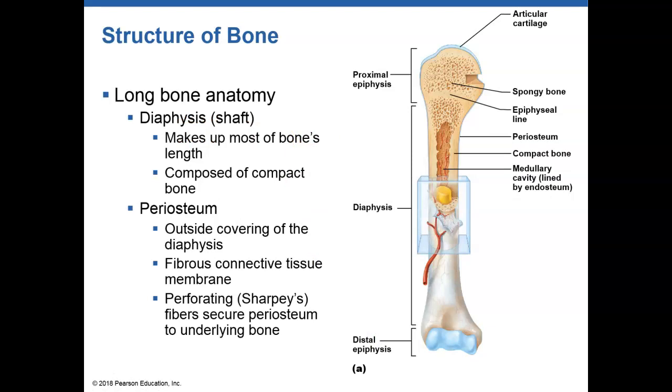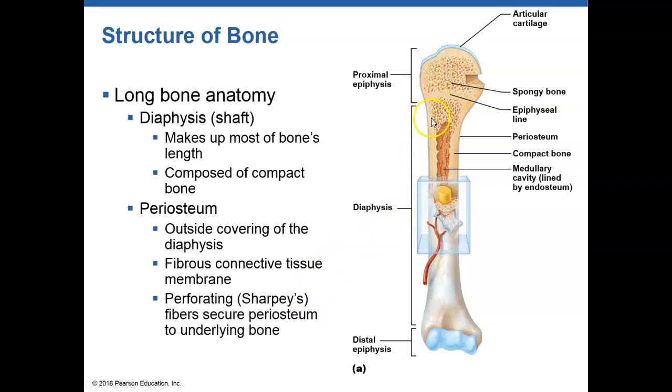Long bones look different. They have a different structure than your short, flat, and irregular bones, which all have similar structures. The long bone has a longer length than it does width. And when we look at a long bone, the shaft of the bone is called the diaphysis of the bone. At the ends of each of these long bones, we have a region called the epiphyses. We have a proximal and a distal epiphysis. Proximal is closer to the point of attachment. Distal is farther away from that point of attachment.